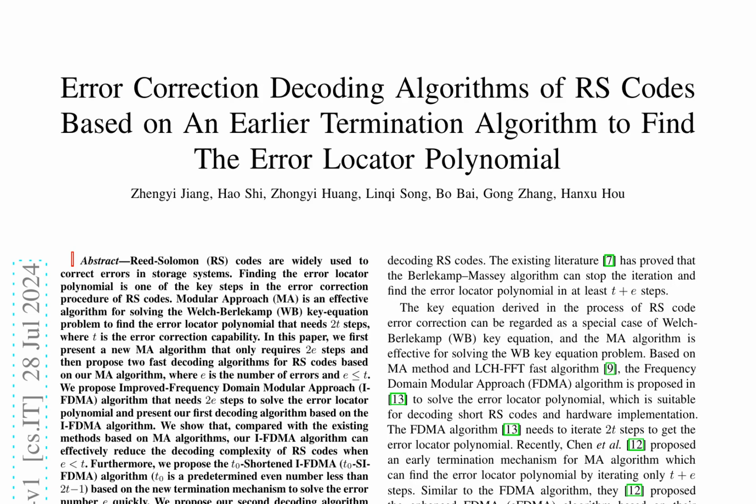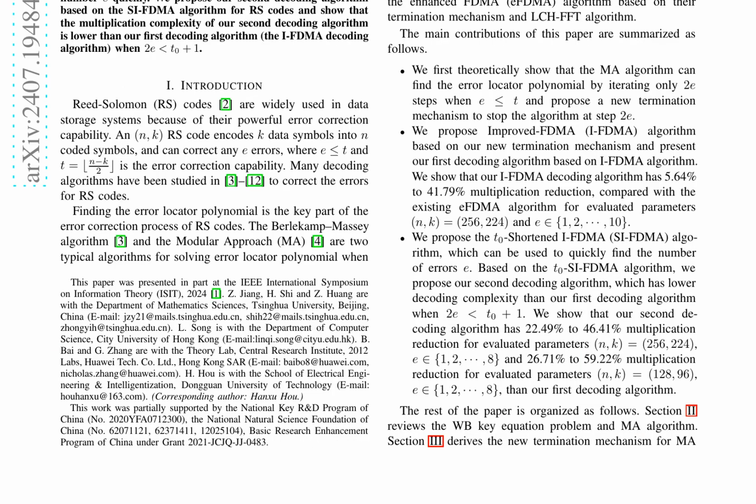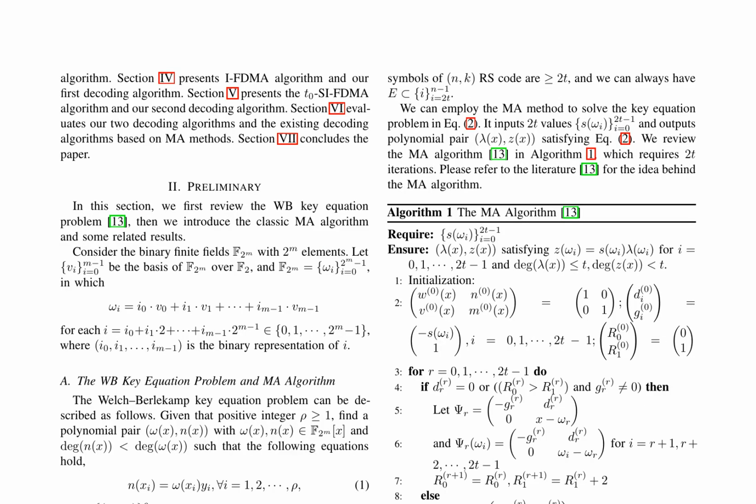The research paper discusses novel error correction decoding algorithms for Reed-Solomon (RS) codes based on an earlier termination algorithm to find the error locator polynomial. The authors proposed two fast decoding algorithms, including the improved frequency domain modular approach (IFDMA) algorithm, which requires only 2t steps to solve the error locator polynomial, and the t0-shortened IFDMA (t0s-IFDMA) algorithm for quick error number evaluation. These algorithms are designed to reduce decoding complexity compared to existing methods.